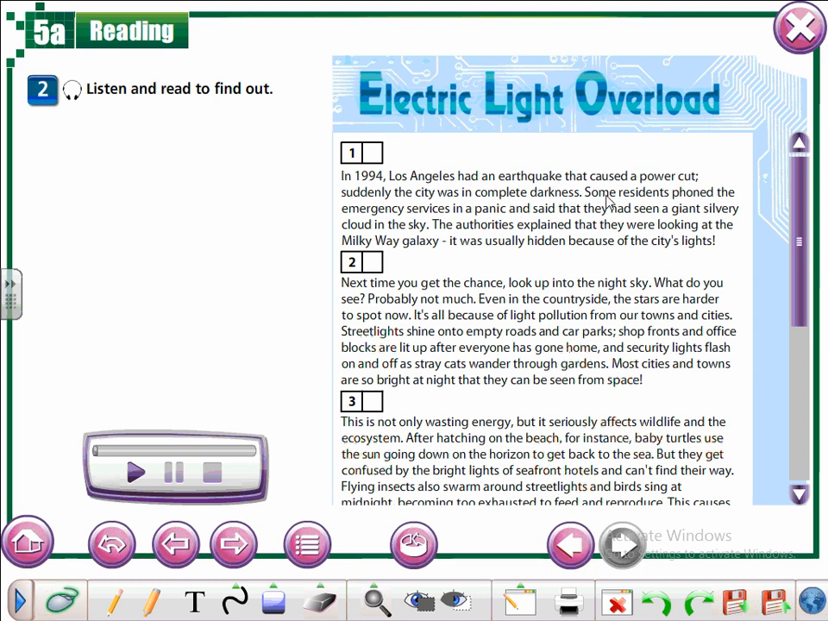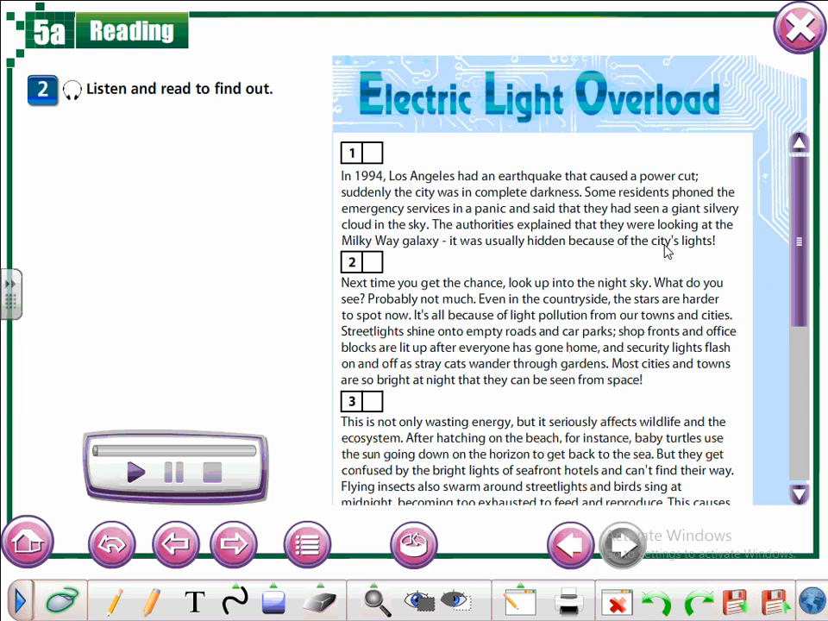Great. Some residents phoned the emergency services in a panic and said that they had seen a giant silvery cloud in the sky. This is so weird. The authorities explained that they were looking at the Milky Way galaxy. It was usually hidden because of the city's lights.